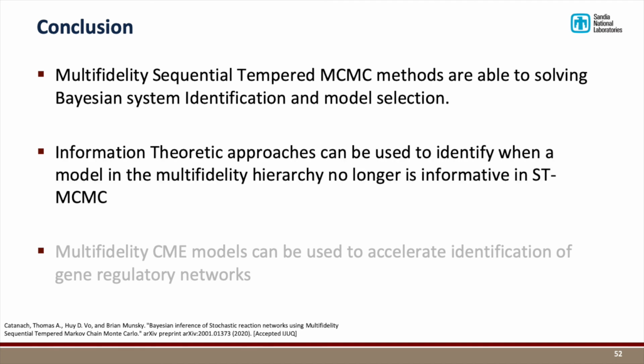We introduced a novel information theoretic measure for determining the appropriate model fidelity to use at each level in the sequential tempered Markov Chain Monte Carlo algorithm. This augments the existing effective sample size-based methods for choosing the model fidelity to be used at any given level. This information theoretic measure provides a principled way for choosing the model fidelity based upon whether the current model fidelity still provides information about the ultimate posterior.